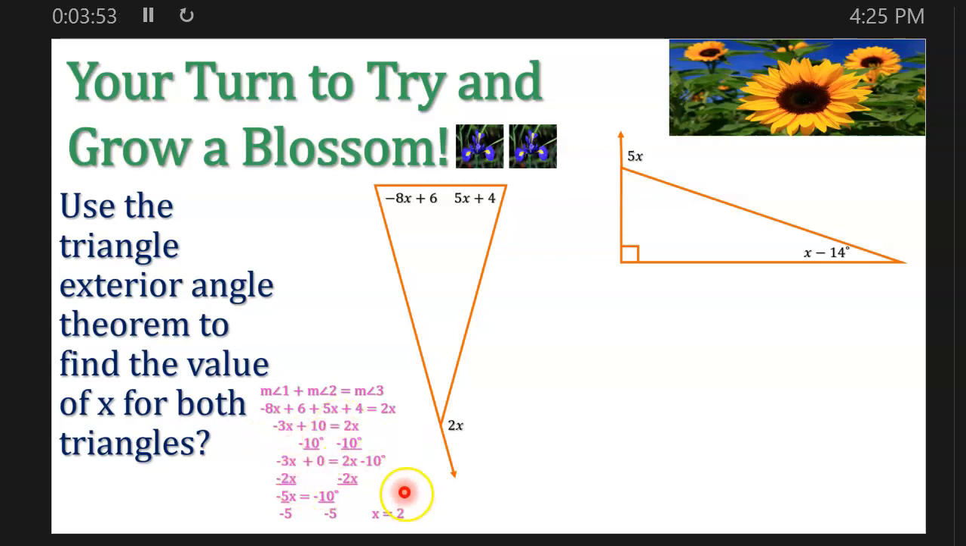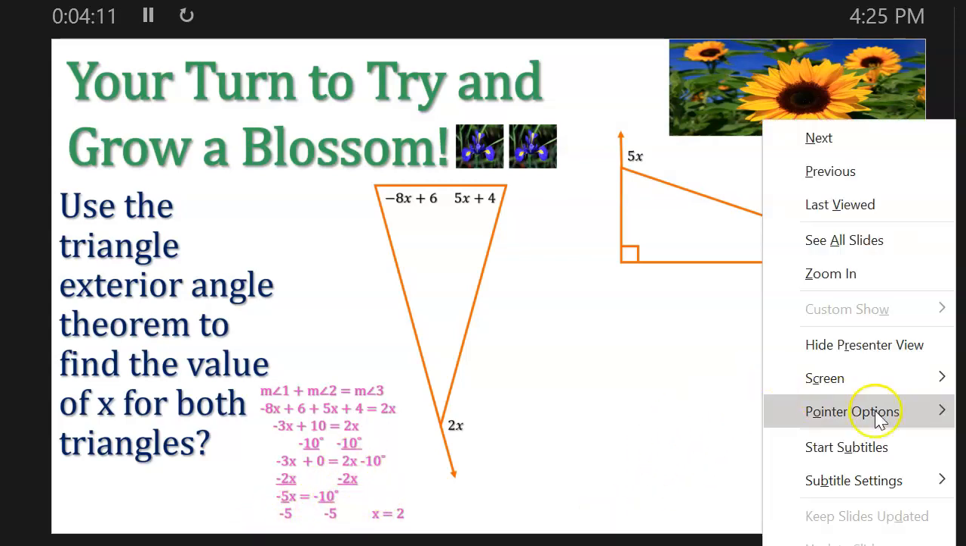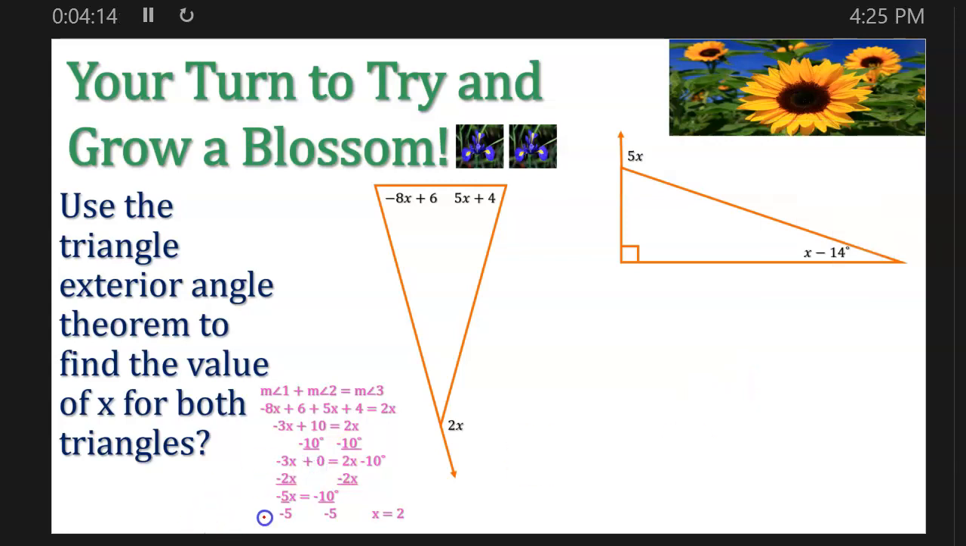So I'm going to move my 10 over to the right by subtracting 10 from both sides. Then I'm going to move this 2x to the left by subtracting 2x here and canceling that out, and then subtracting it over here. Negative 3 minus negative 2 gives us negative 5x. Negative 5x equaling negative 10 over here because this canceled out. Negative 10 divided by negative 5 gives us x equals 2.